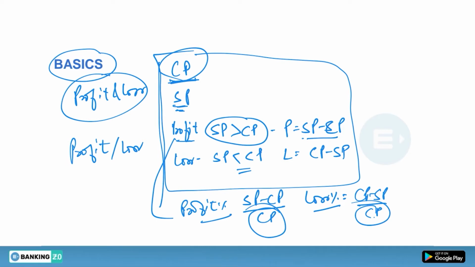I also told you that I would discuss the condition when there is no profit and no loss in the transaction of an article. Whenever CP equals SP, in this condition there is no profit and no loss. Now we can move towards the questions.